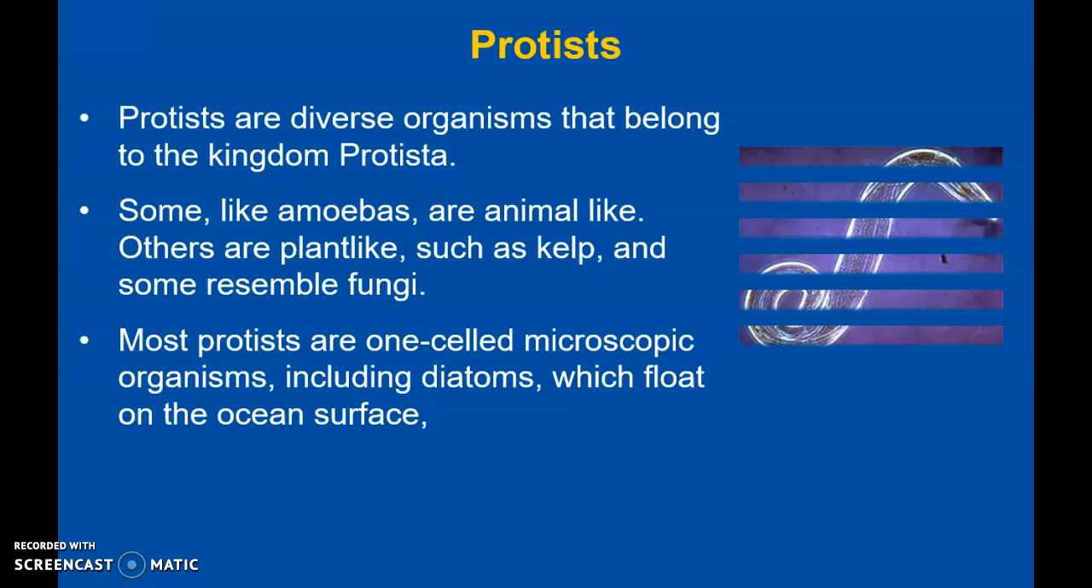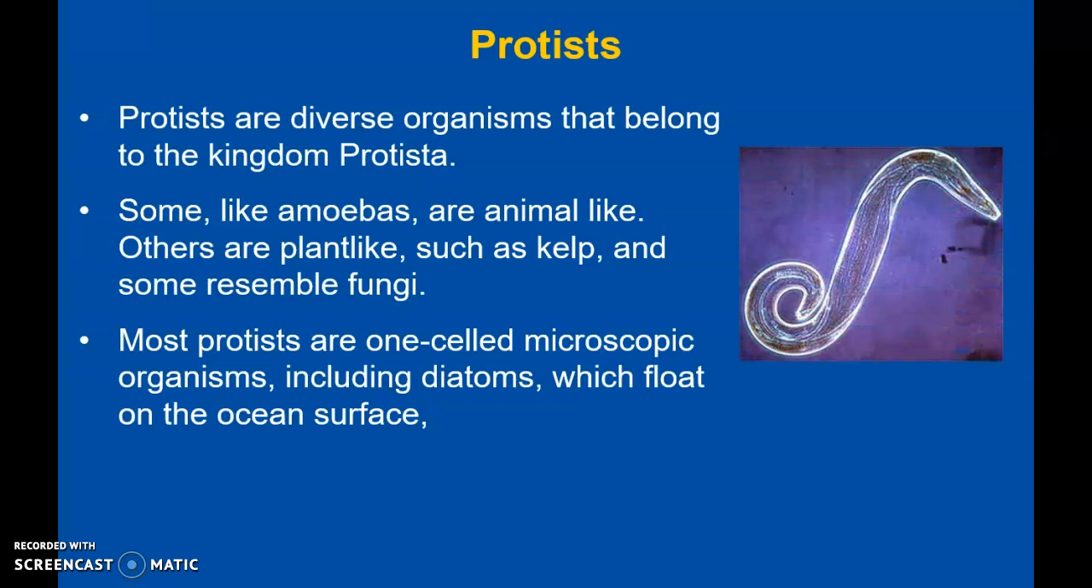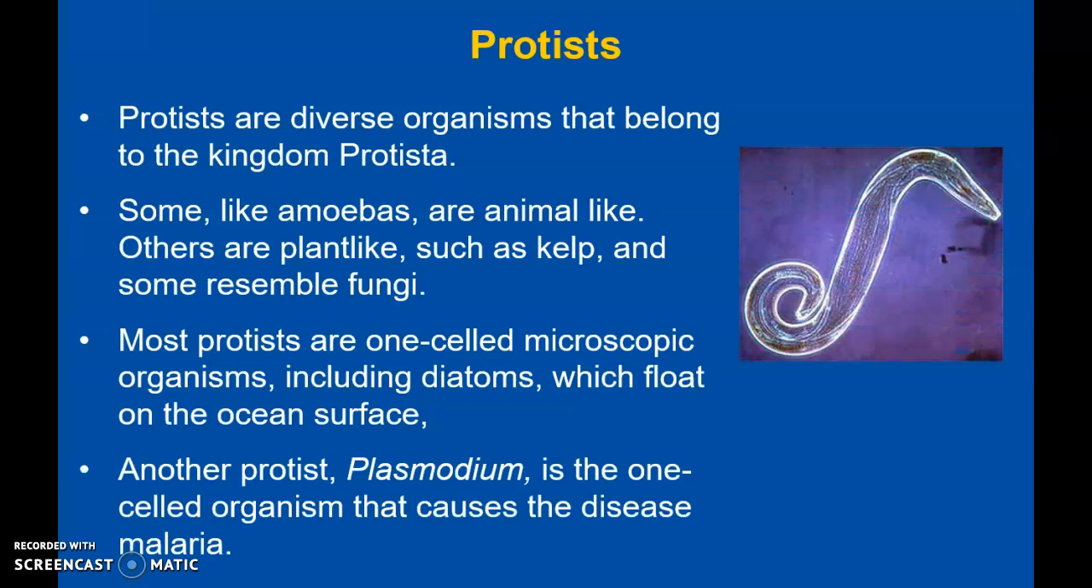Okay, then we have the next group, the next kingdom, which is the protists. These are very diverse organisms. They can be animal-like, like amoebas. They can be plant-like, such as kelp, and some are like fungi. Most of them are one-celled and they're microscopic, which means they can only be seen with a microscope. You cannot see them with the human eye.